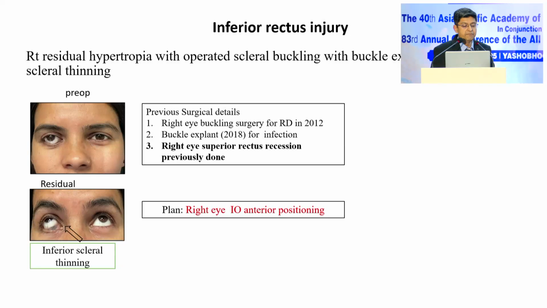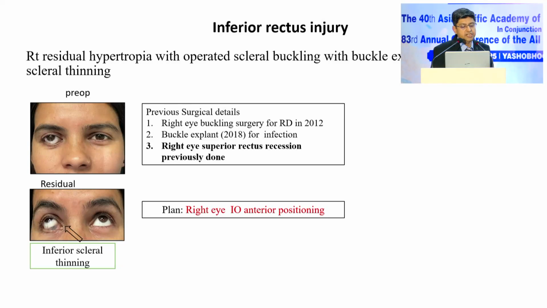You can see a significant scleral thinning where the buckle had pushed and caused necrosis. So the rectus was not available. It was probably operated, and it would have been tough to explore there. You had a risk that the sclera would open up, and that would be risky.